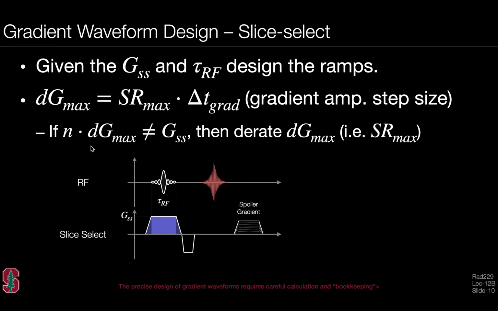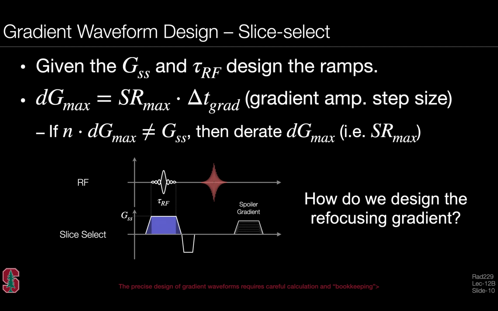If in fact we're not quite that lucky and we don't achieve this target, we may overshoot the necessary slice-select gradient amplitude and consequently excite a different slice or a different range of frequencies. And so then we actually have to derate the delta G max, that is, derate the slew slightly, so that we exactly and precisely hit our slice select gradient amplitude in n integer steps.